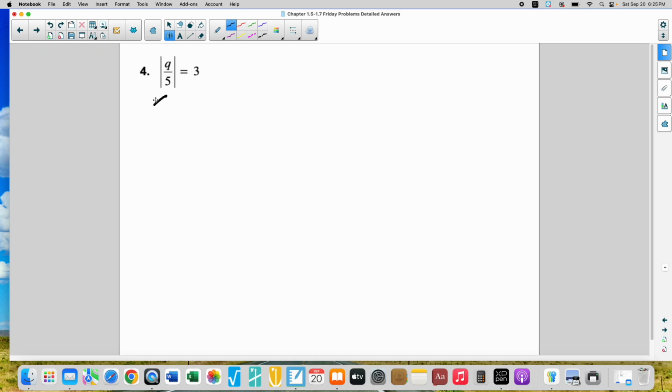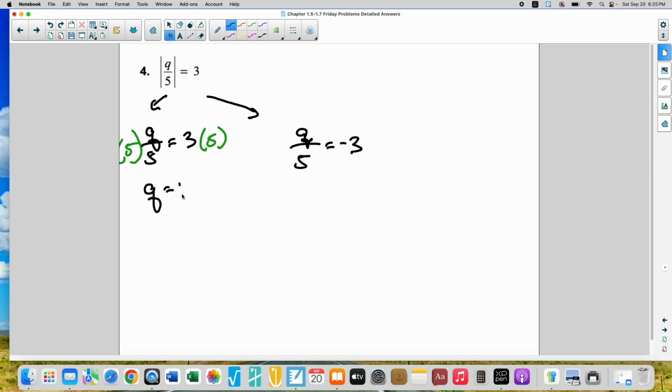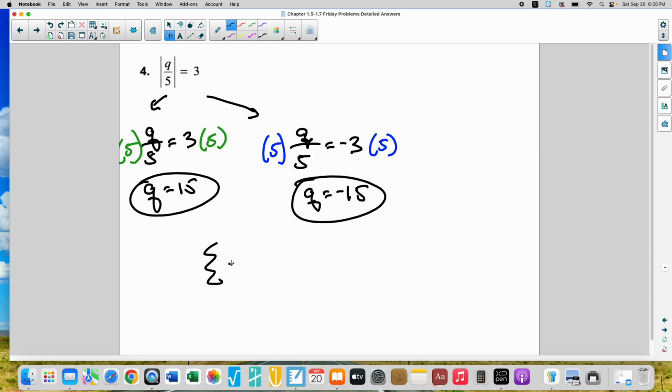We can have fractions. Q over 5 equals 3. And the other statement would be Q over 5 equals -3. We'll multiply both sides by 5 because Q is being divided. The inverse of dividing 5 is multiplying by 5. Q equals 15. And then we will multiply both sides by 5. And Q equals -15. So we get -15 and +15.